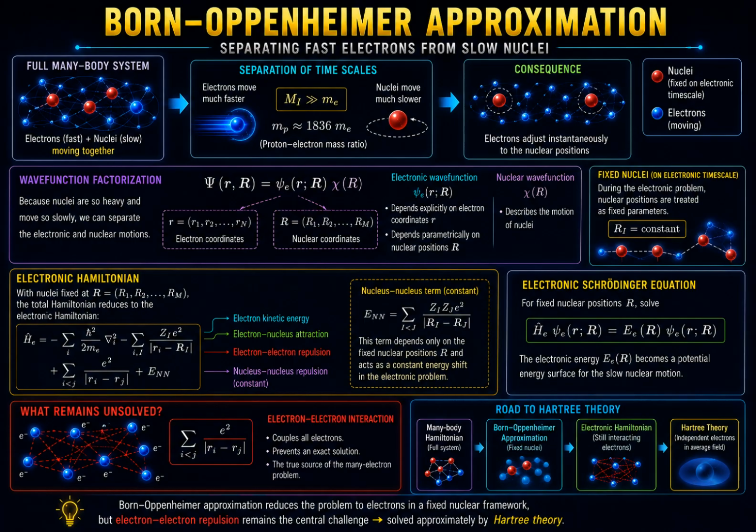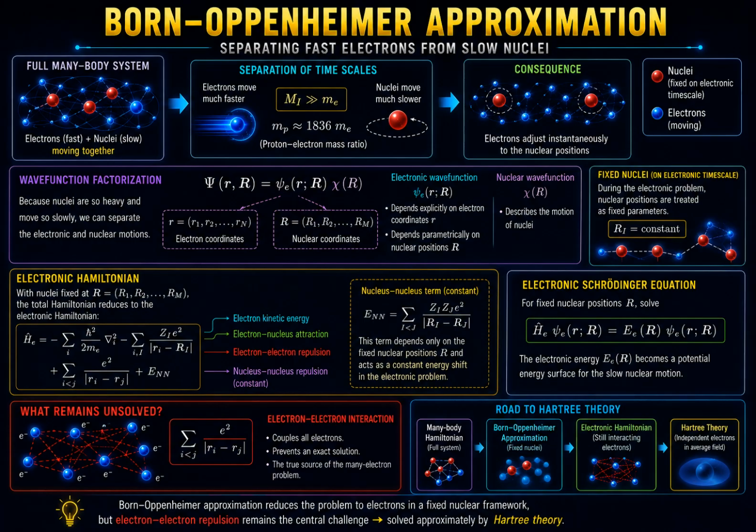The electronic wave function describes how the electrons move for a given arrangement of nuclei, while the nuclear wave function describes the motion of the nuclei themselves. As a result, the electronic problem becomes significantly simpler. The nucleus-nucleus interaction becomes a constant energy contribution, and the nuclear kinetic energy is excluded from the electronic equation.